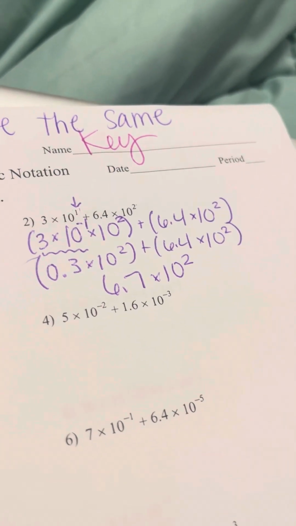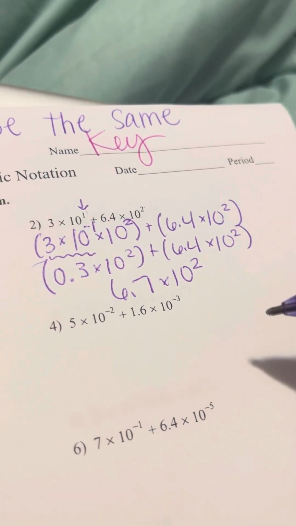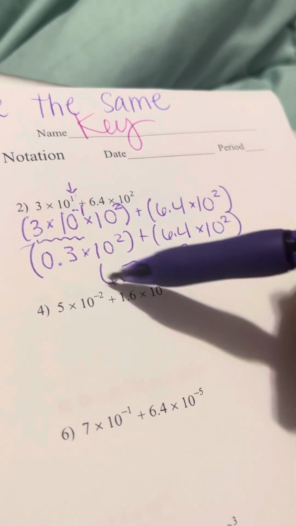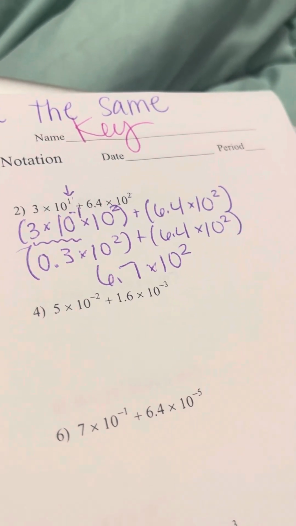All right, so let's recap what we did. Well, let's check the scientific notation. It's between 1 and 10. It looks good. I'm done.